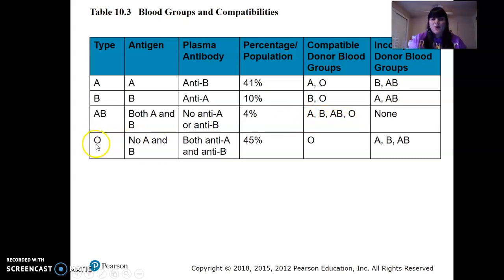Now, someone with blood type O doesn't have A or B proteins on their red blood cells. They make antibodies for A and B. 45%, so the largest percent of our population is blood type O. They can only get blood from blood type O, because they don't have those proteins, so they can only get it from someone that's also O. But a person with blood type O can give blood to anybody, so they're considered a universal donor. A person with blood type AB can get blood from anybody, so they're considered a universal recipient.